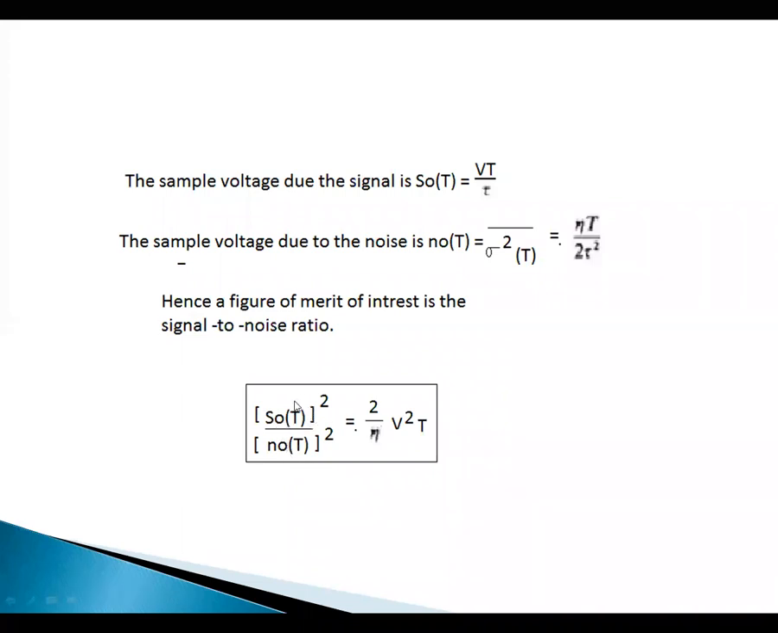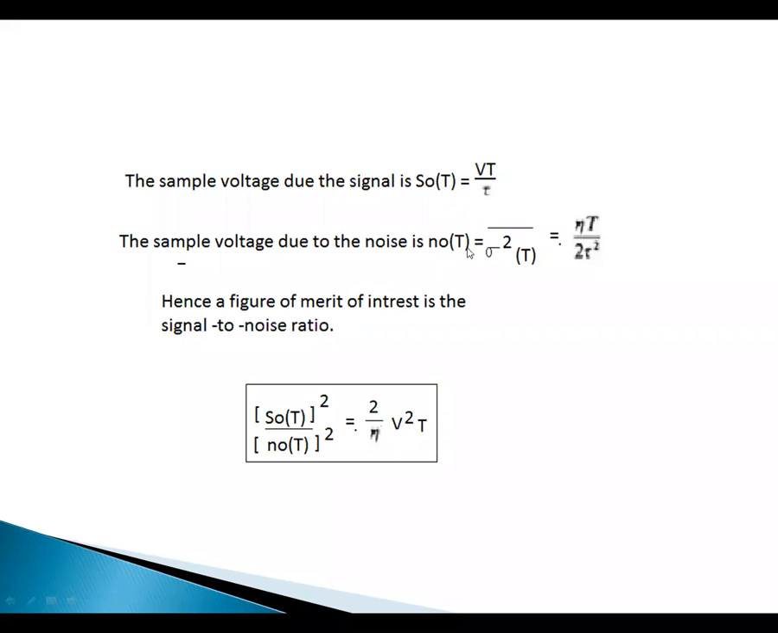S naught of t whole square is the S naught value, you know, that is V t by tau. V is the voltage level, T is the time period, tau is the time duration. Tau is equal to 1 by RC, in the integration part. That is the time duration, 1 by RC. R is the resistance, C is the capacitor there. Now S naught of T is equal to V t by tau.